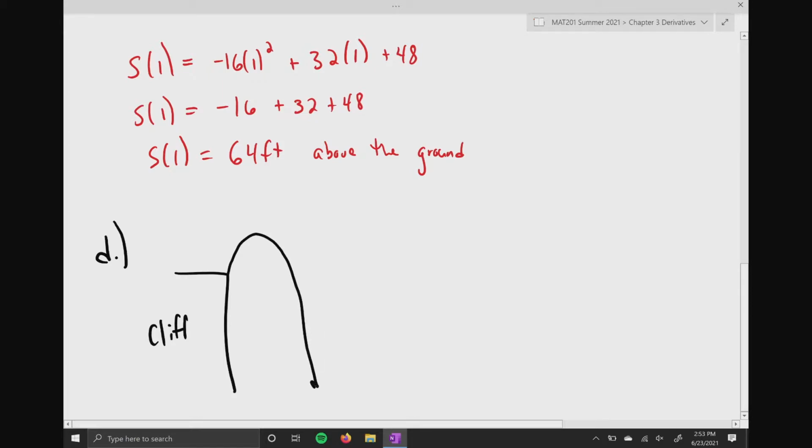So here's what we know. We're on the edge of a cliff. The stone is thrown vertically upward with an initial velocity of 32 feet per second. It reaches its max height here at 64 feet. All right, and this occurs at t equals 1 second. What we want to know is, when does it actually hit the ground? So once again, I can be very crude with drawing this.